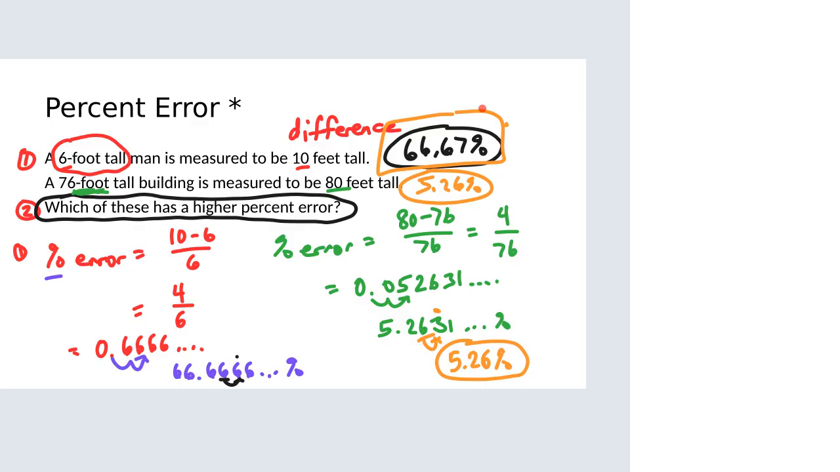One easy mistake to make here is to look at these and say, well, 6 foot tall man, 10 feet, it's off by 4. 76 foot tall building, 80 feet, it's off by 4. They're the same. Well, as would probably make logical sense to you, if we measure a 6 foot tall man to be 10 feet tall, we're not even close. If we measure a 76-foot tall building to be 80 feet tall, that's not terrible. It's only off by 5%. So clearly, the measurement of the man had more error, and that's what percent error can tell us.